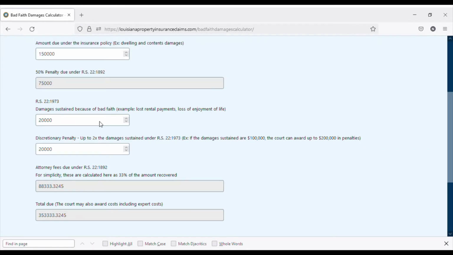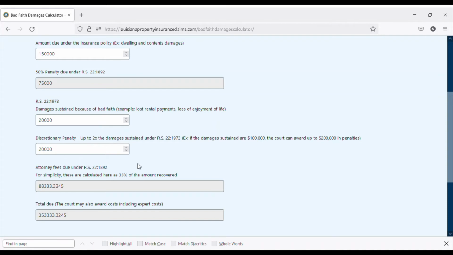Now let's discuss attorney's fees under Revised Statute 22:1892. If the carrier has breached one of the bad faith provisions under 22:1892, then attorney's fees have to be awarded. It's a mandatory provision. What's discretionary though is the amount of attorney's fees due, and that's going to be a question of fact that the court or the jury will decide. Some of the factors will include the complexity of the legal matter, how much legal work was involved, the attorney's expertise, as well as a contract between the attorney and the client.